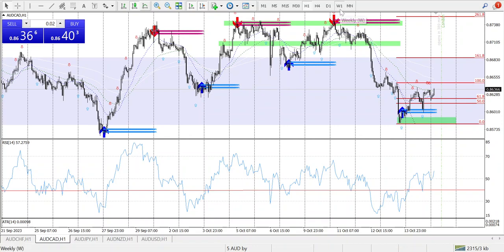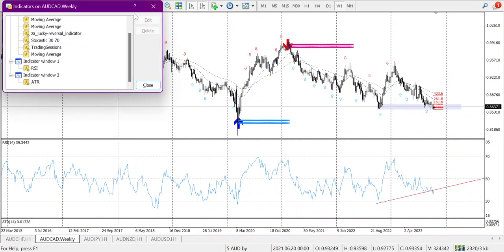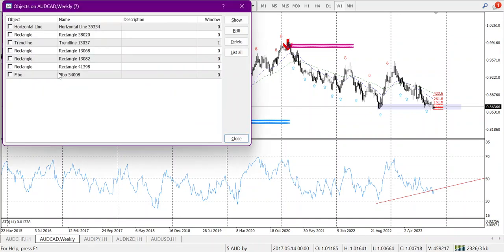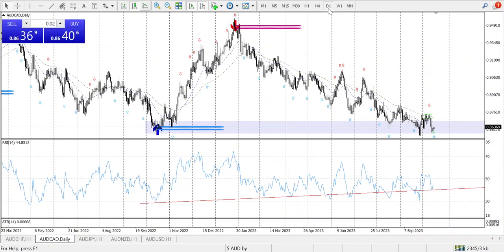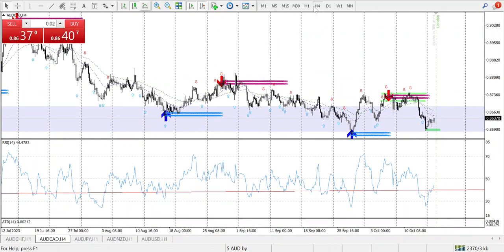Coming to AUDCAD weekly time frame. The market was in a downtrend. Now it is in a range, and the probability of going up is there. So I'm looking for an uptrend right now. In the daily time frame, today it's a hammer candle. It's a bullish harami. So looking for a trend right now.